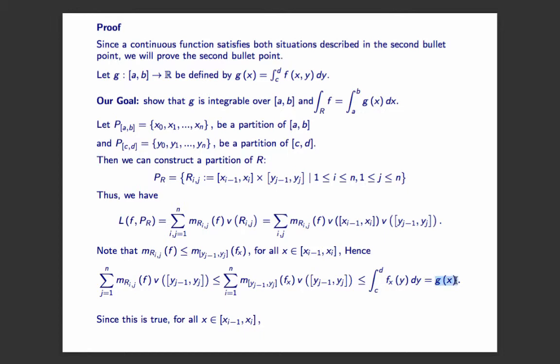G of x is a particular number, and this particular number is bigger than this. Now if I multiply this and this by this term we left off, then I can get an upper bound for that. Of course, since this inequality is true for all x, it's true for the infimum of g in each subpartition of the interval a to b.